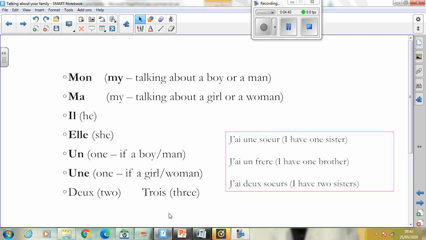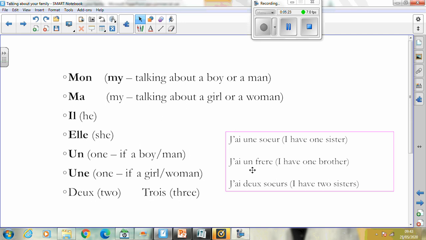So if you want to say I have one sister, j'ai means I have, une because it's a girl, sœur, sister. And you should know the word sister from practicing your flashcards. Frère means brother, and it's a boy, so we say un, not une. So I have one brother would be j'ai un frère. I have two sisters would be j'ai deux sœurs.